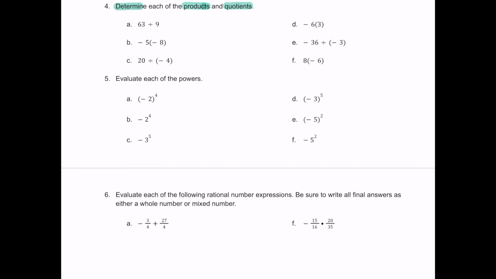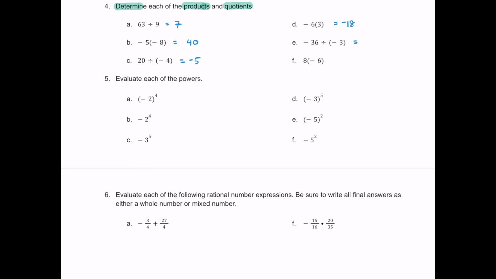So for letter A here, 63 divided by 9, that's just going to be 7. There's no opposites here. For letter B, 5 times 8 is 40, but there's 2 negatives, so it's the opposite of the opposite of 40, which is just 40, so leave it alone. And then 20 divided by negative 4, well, 20 divided by 4 is 5, and there's 1 opposite sign, so it's the opposite of 5. For letter D, 6 times 3 is 18, and there's 1 negative, so 1 opposite, so it's negative 18.